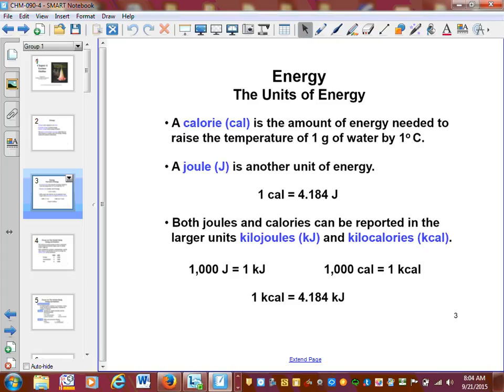Another unit that's used in chemistry is called the joule, capital J. 1 calorie is equal to 4.184 joules. So that's something we'll be using during the semester for energy, joules. And of course, there's the kilojoule and the kilocalorie, where 1,000 calories is 1 kilocalorie, and 1,000 joules is 1 kilojoule. So whereas 1 calorie is 4.184 joules, 1 kilocalorie is 4.184 kilojoules.